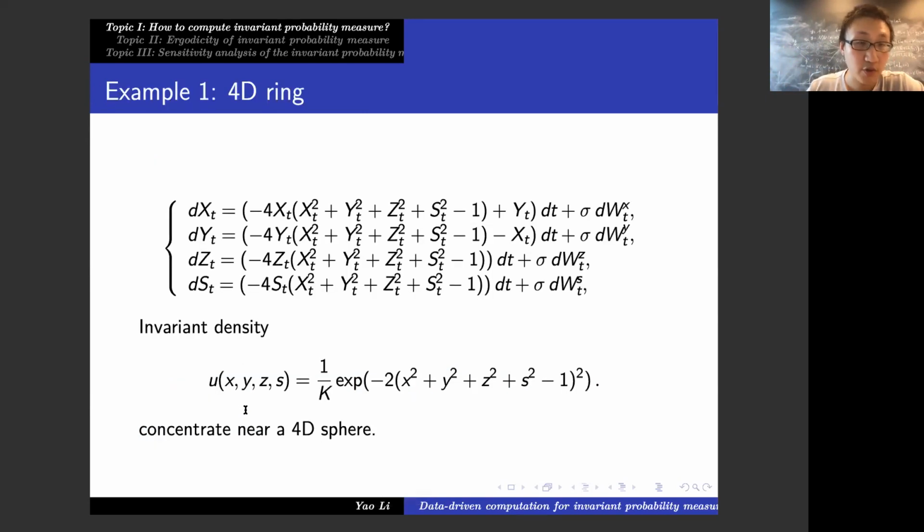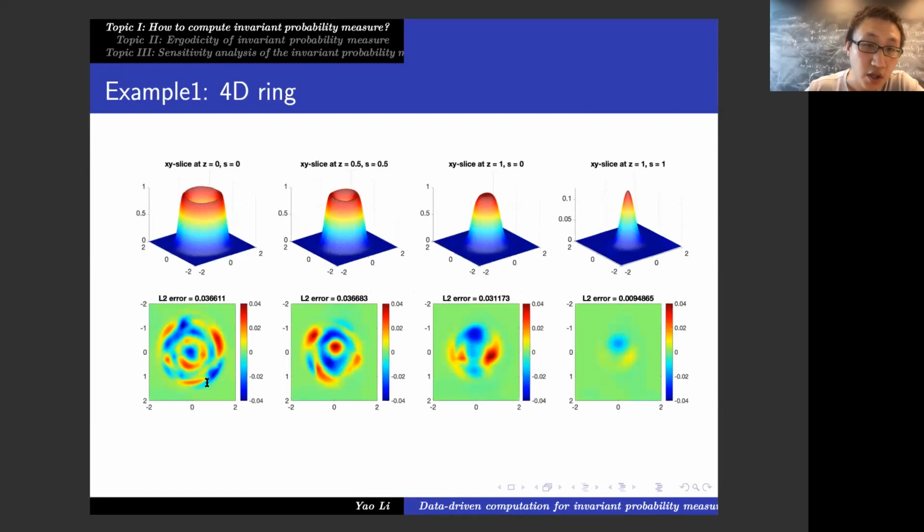So let me show you some examples. If we do the same ring example, but in 4D, we have this 4D sphere, and then we add some rotation, and we can again find the invariant density. So we just solve it. You can see that here we only use, I think, 4,000 data points. So we only have 4,000 data points with density, and all the other training points without density.